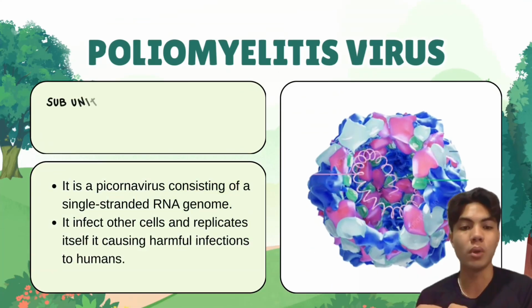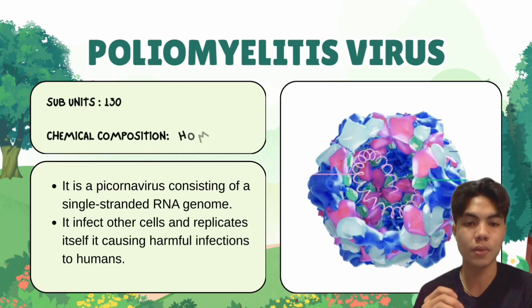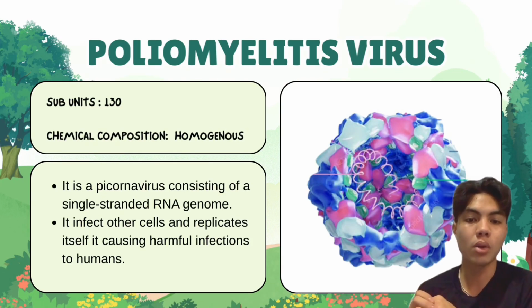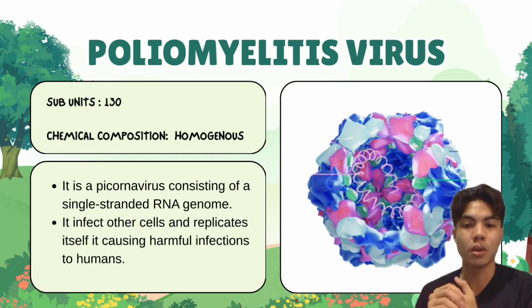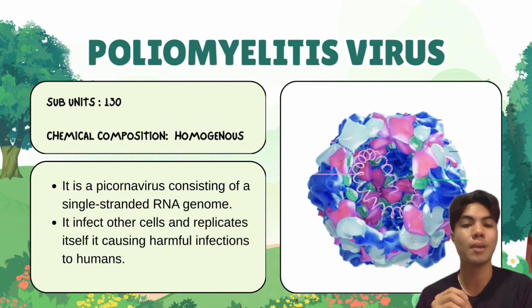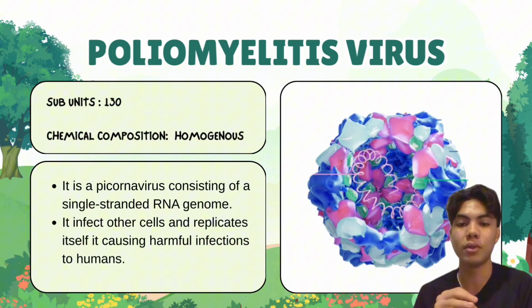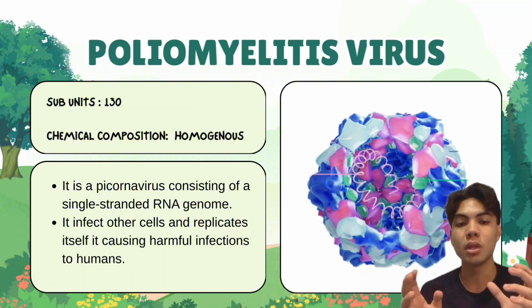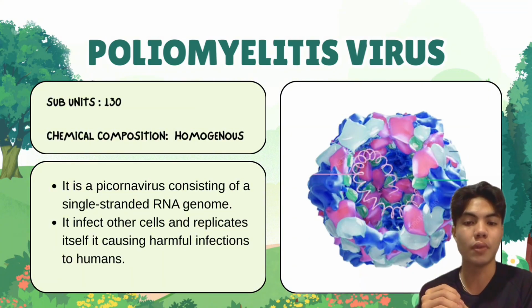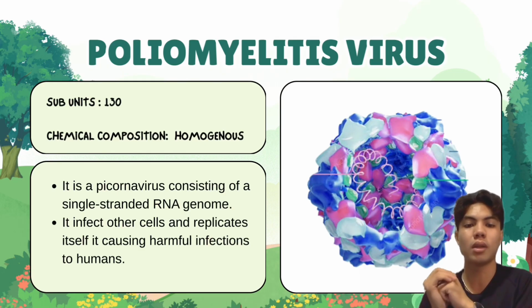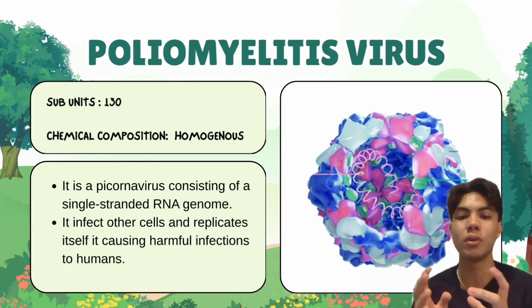We have the poliomyelitis virus. It is a picornavirus consisting of a single strand of RNA genome and four proteins known as VP1, VP2, VP3, and VP4. These proteins assemble into a protein shell called the capsid, which encloses the virus itself, and it is what allows it to infect other cells and replicate, causing harmful interactions.